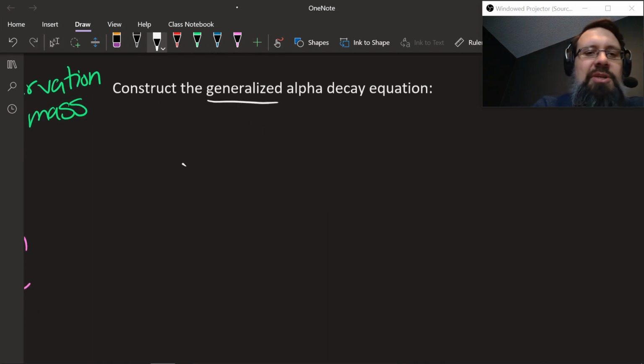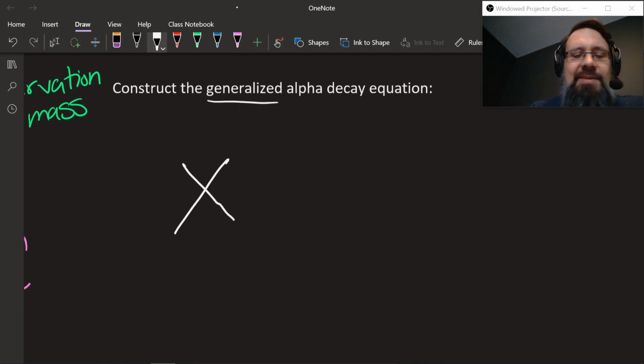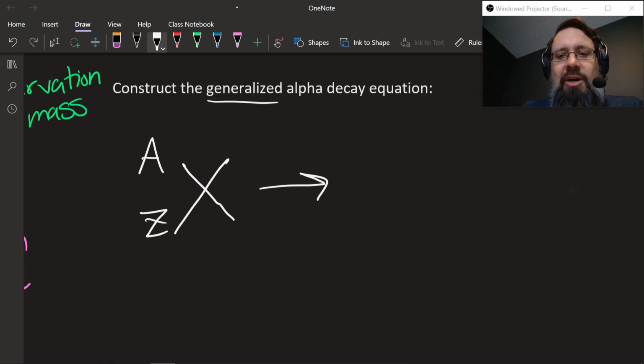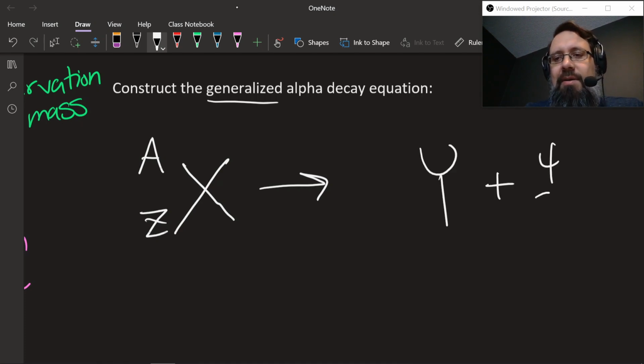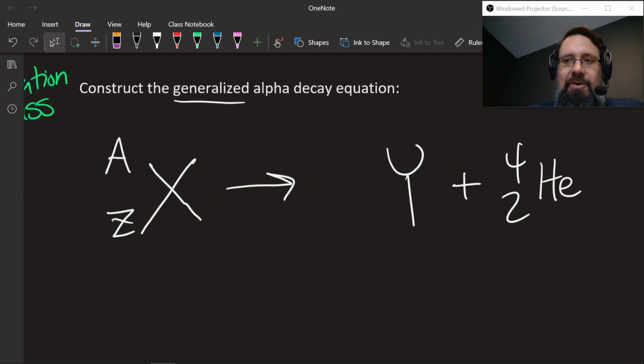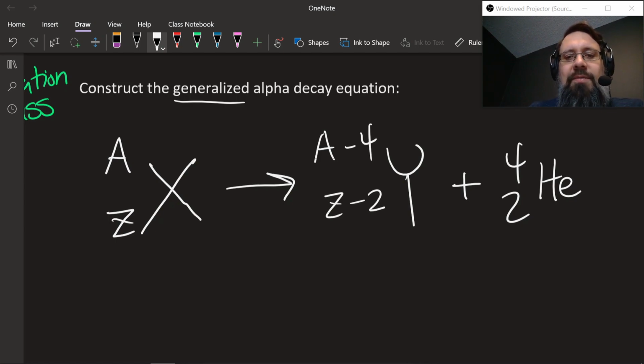Well, a generalized equation would have some element X with A nucleons and Z protons. And it would turn into a daughter, which we'll call Y, plus 4 2He. Always have the 4 2He, the alpha particle radiation. But the daughter is always going to have 4 fewer nucleons and 2 fewer protons. And so this is the generalized equation of what all alpha decay always looks like.